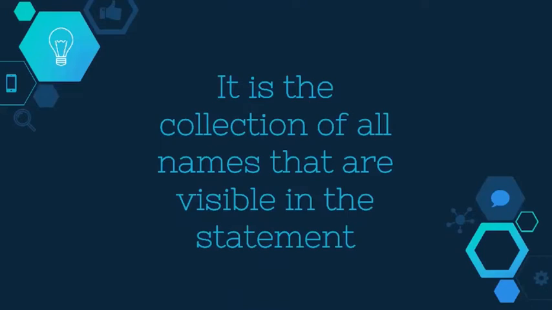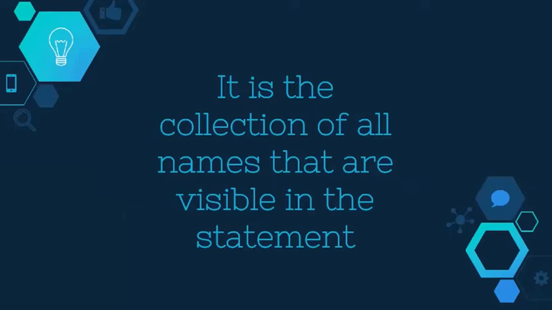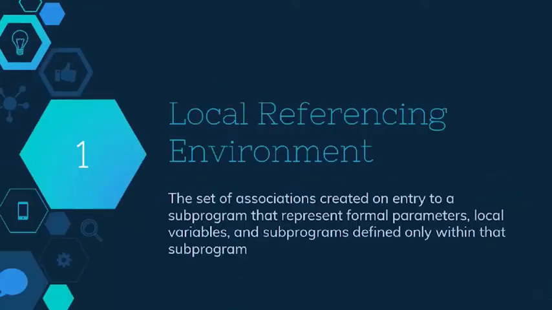When we say visible in a statement, it refers to the associations a subprogram has access to during its execution. In layman's terms, that would mean all the names that a particular part of the code could use. So referencing environment could be local or it could be non-local. For local, these are the set of associations created on entry to a subprogram that represent formal parameters, local variables, and subprograms defined only within that subprogram.